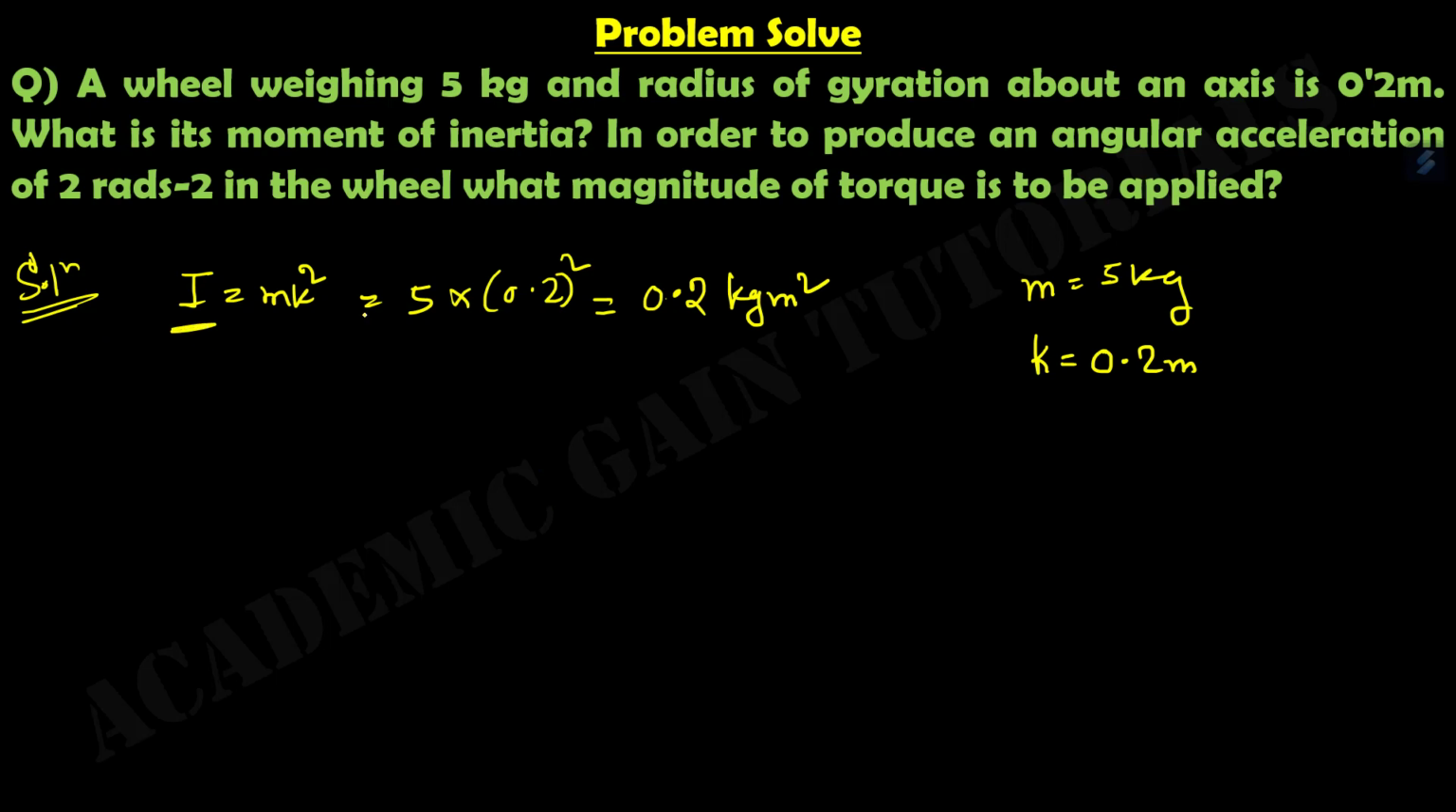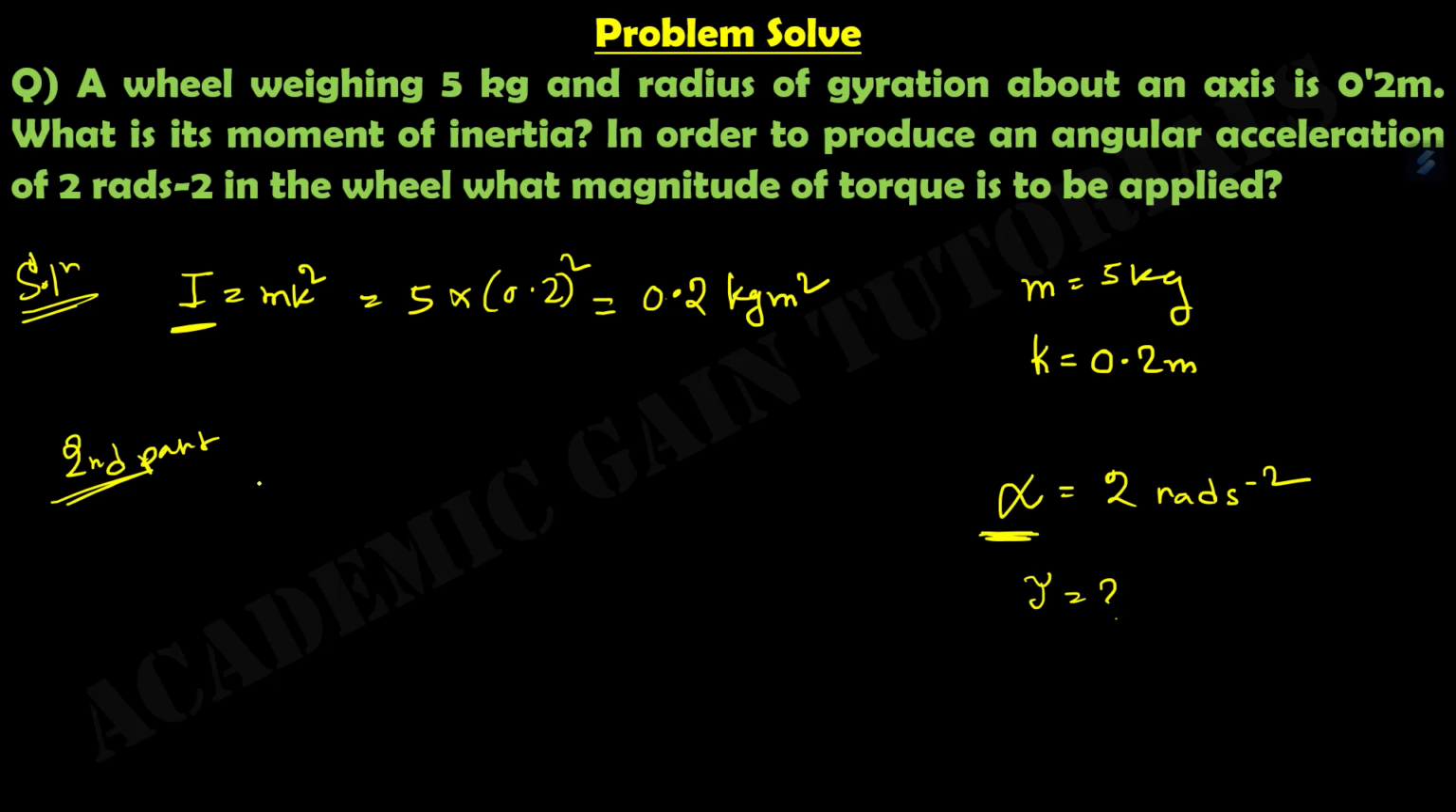There is another thing we have to calculate. The second part is we have to produce an angular acceleration of 2 radian per second square in the wheel. What magnitude of torque is to be applied? So to create this acceleration, what will be the magnitude of the torque?